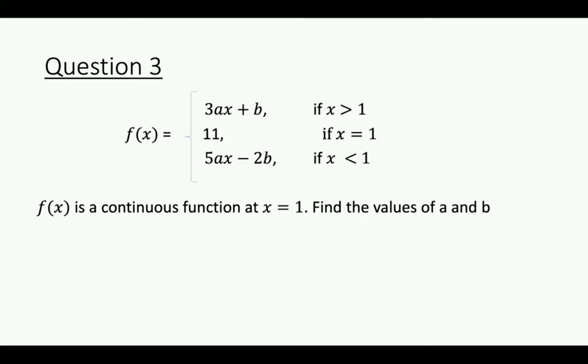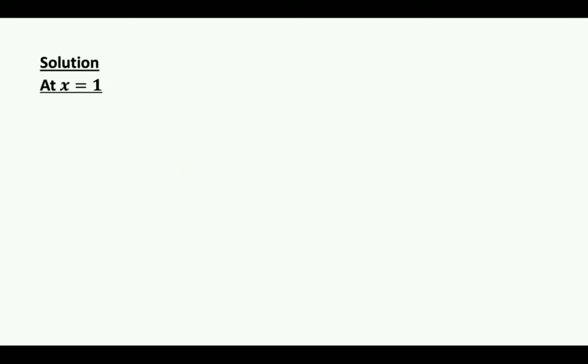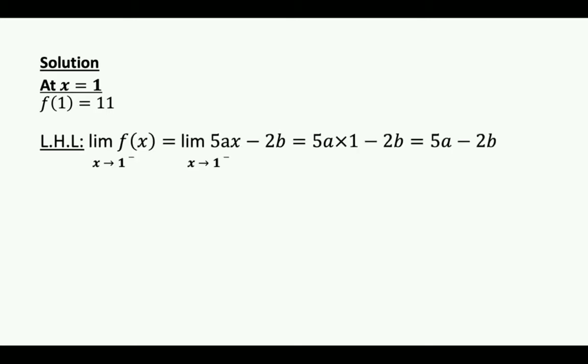Question 3rd. If f(x) equal to 3ax plus b for x greater than 1, 11 at x equal to 1 and 5ax minus 2b for x less than 1 is continuous at x equal to 1, find the values of a and b. Here f(x) equal to 11 at x equal to 1, therefore f(1) equal to 11. Now we will find left hand limit and right hand limit at x equal to 1.